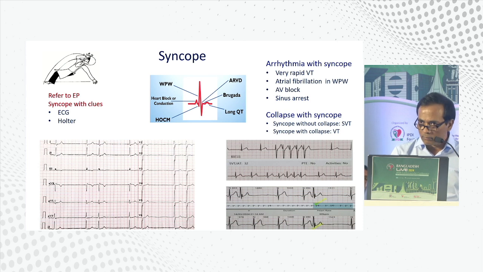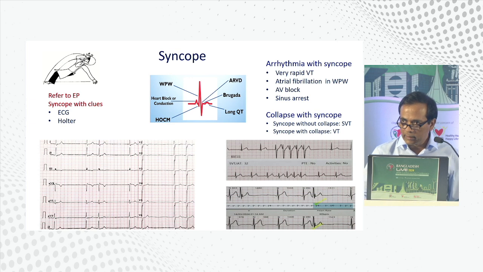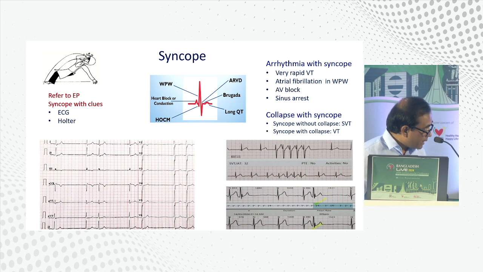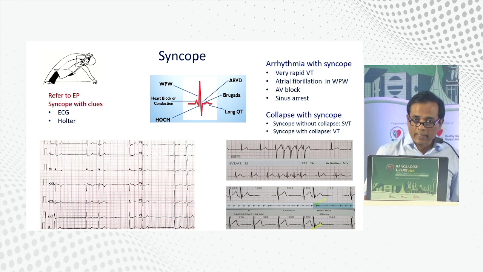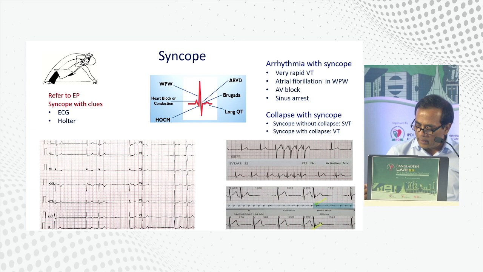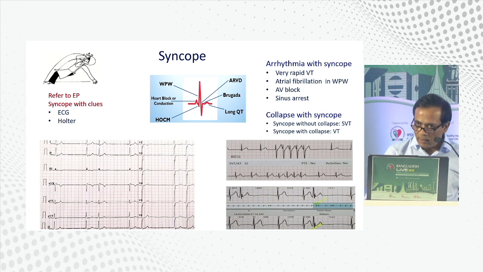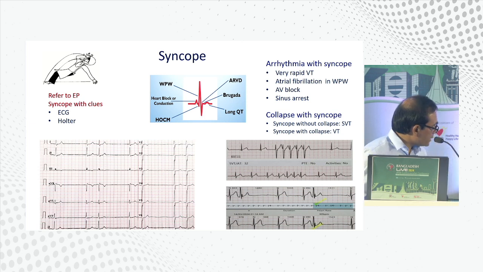This is another group of patients, those with cardiac syncope. From the history, it is our duty to decide whether the patient has cardiac syncope or non-cardiac syncope. If the syncope is cardiac, then we have to correlate with some findings, because there are some clues from the history. For example, if the patient has palpitation followed by syncope with collapse, it is likely VT. Palpitation, syncope, no collapse, most likely it is SVT.